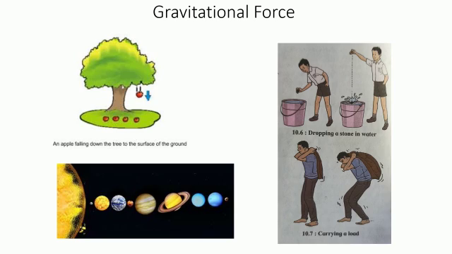The gravitational force operates between the Sun and the planets in the solar system. Because of this, the planets revolve around the Sun. At the same time, gravity also operates between planets and their satellites.